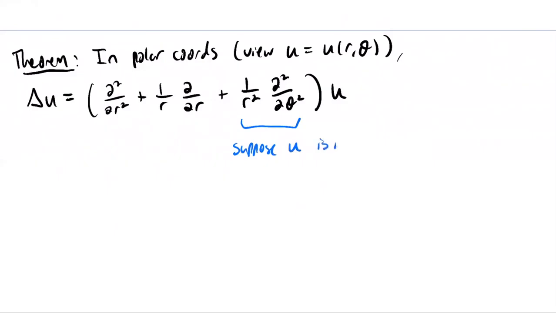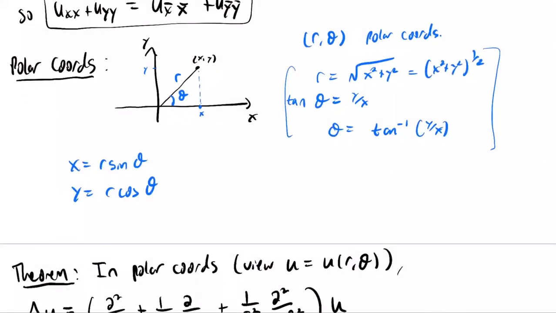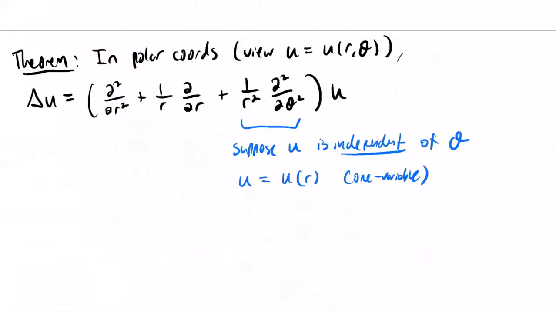our function u is independent of theta. So analytically, that means that u is some function of r. So there's no dependence on theta, and in particular, u is a one variable function, or it can be viewed as a one variable function of just the radius parameter r. Well, geometrically, if we go back here, this means that the value of the function doesn't depend on theta. It only depends on the radius.